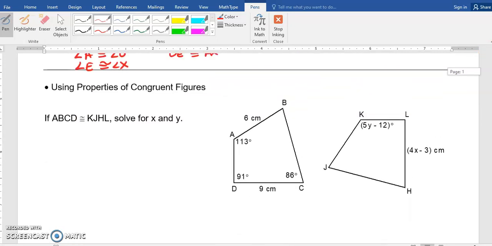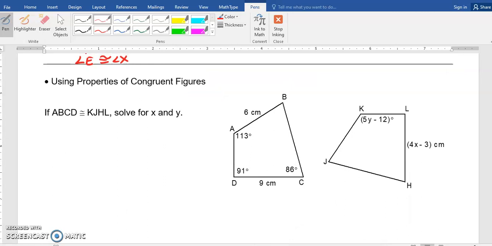Now, it doesn't apply to just triangles, okay? It applies to all polygons. If the polygons are congruent, then all the corresponding parts are congruent. So, like for instance here, if I want to solve for x and for y. So x is in this algebra here, side LH. Since that's over here, the last two letters, it has to be the same as CD. It has to be the 9. So I could set 4x minus 3 equal to 9 and solve for x. Add 3 to both sides and divide by 4.